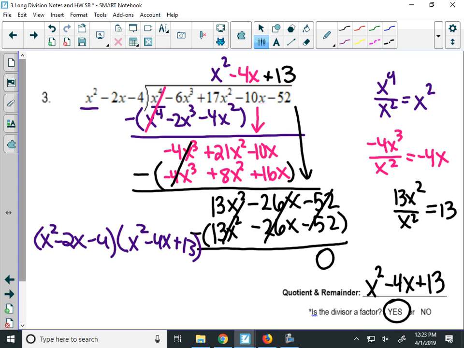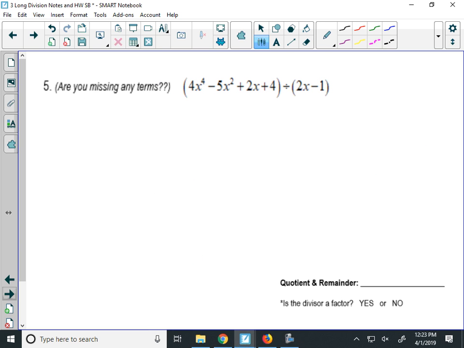One more. We're going to skip to number 5. I want to do number 5 together. Now the question is, before we start dividing in number 5, are you missing any terms? What term are we missing? The x cubed. So here's how we have to write this when we divide.